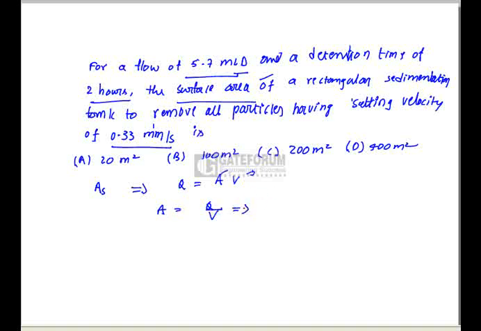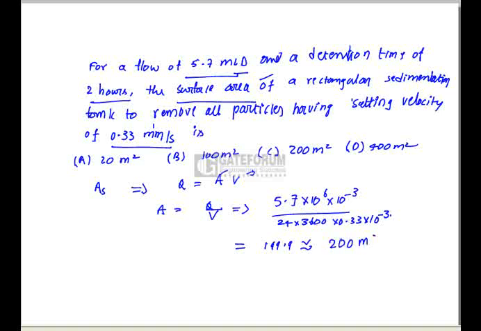That implies Q is 5.7 million, which is 10 to the power of 6 liters, times 10 to the power of minus 3, per day, divided by 24. We will convert into seconds, 3600 seconds, into 0.33 into 10 to the power of minus 3, that is equal to 199.9, almost equal to 200 square meter. So the surface area of the rectangular sedimentation tank that is required is 200 square meter. That is answer C is correct.